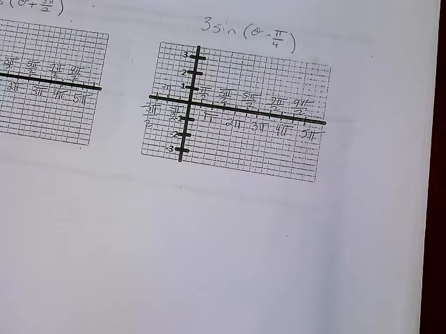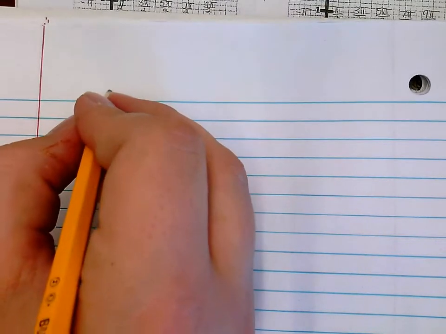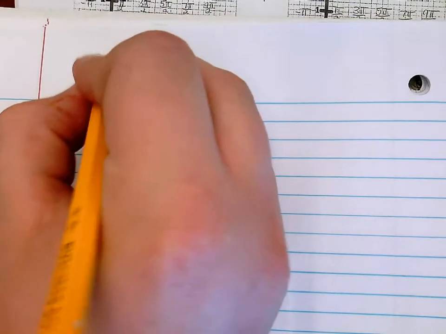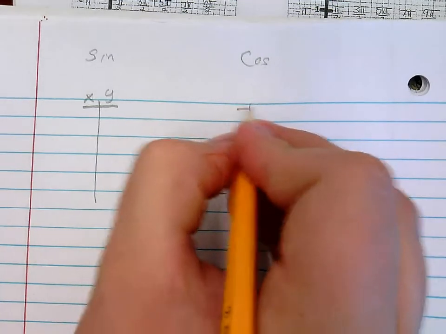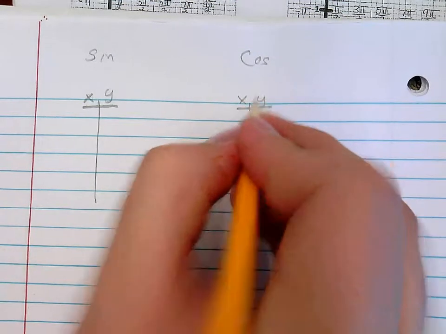Let me get a separate piece of paper for this. If you don't have this written down somewhere, you need to have this written down at this point because this is how you graph these things. You have x, you have y. You have sine and cosine. X, comma, y. Okay?